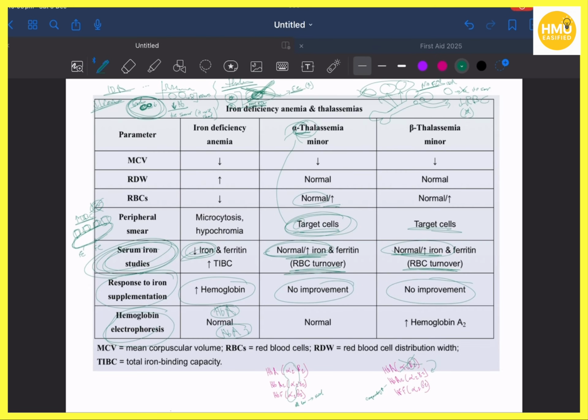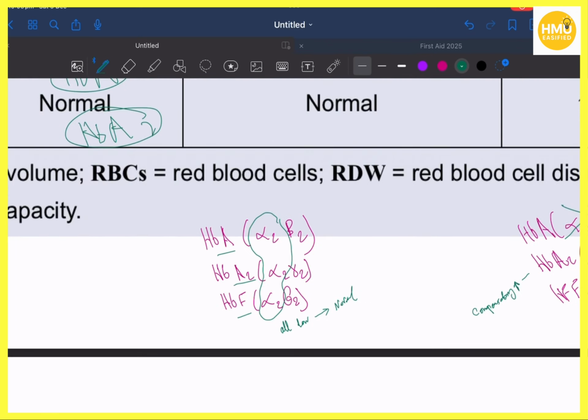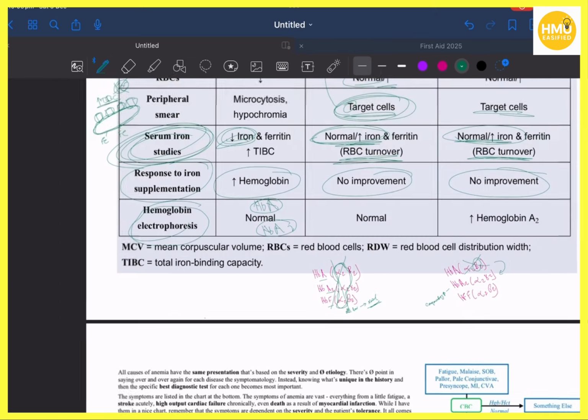In alpha thalassemia, which involves the alpha globin chain, all of the hemoglobins, which is hemoglobin A, A2, and F, all of them have alpha. So if you have alpha thalassemia, all of these alpha chains will be low or absent. So it's all proportionately low, so it's going to show a normal result here.